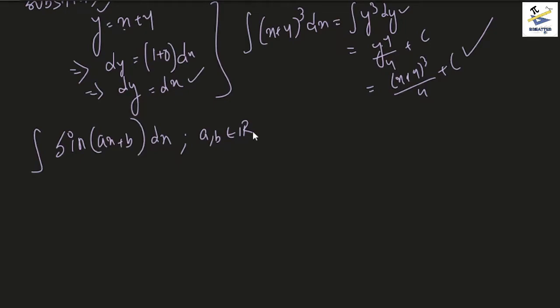So how do we do that? Well, obviously in this case also we are trying to substitute this thing, ax plus b, because were it only sin x dx it would have been easier. So let us name the integral as I, and let us substitute y equals ax plus b.